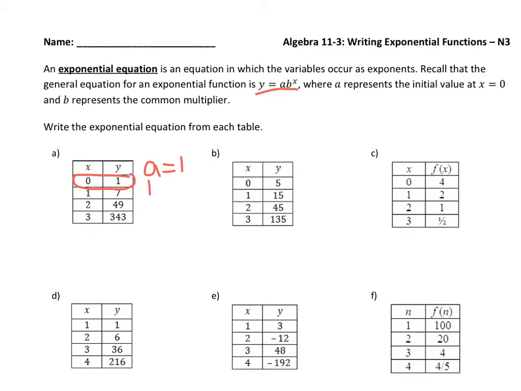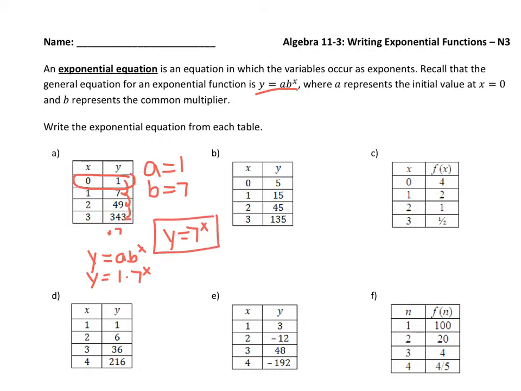The b value is what's happening with the y's. From 1 to 7, 7 to 49, 49 to 343, it's being multiplied by 7. So the b value is 7, which means the equation in the form y equals ab to the x, y equals 1 times 7 to the x. Now when we have a 1 for the a value, we don't have to write it, so it's simply y equals 7 to the x.